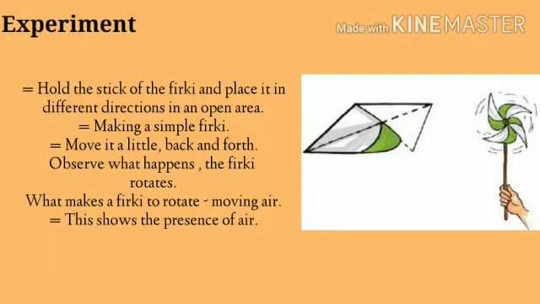How does it rotate? Because there is air in the atmosphere which is helping this firki to rotate. What makes a firki rotate? That is moving air. This shows the presence of air. This is a small experiment. You can do it in your home also.